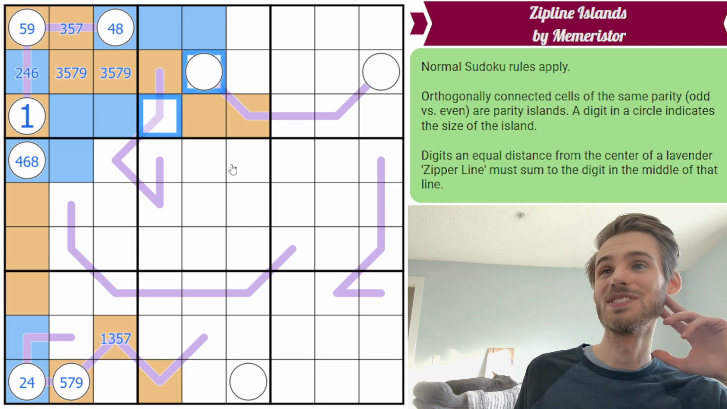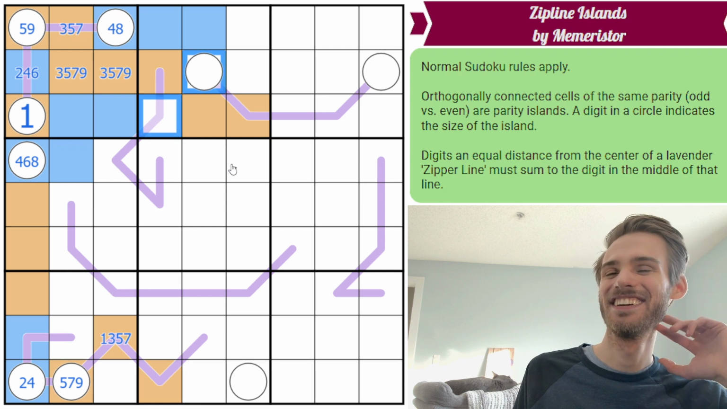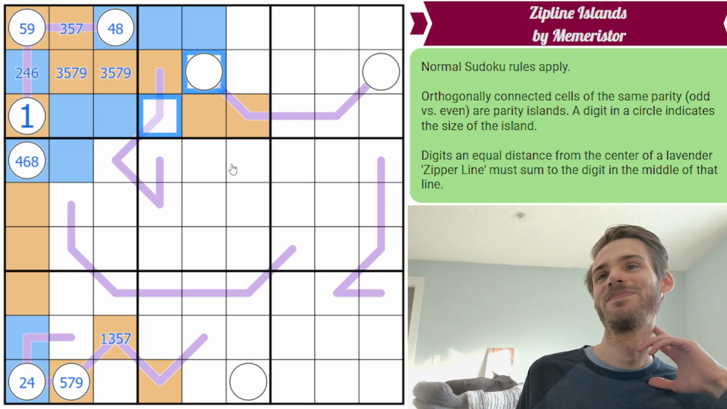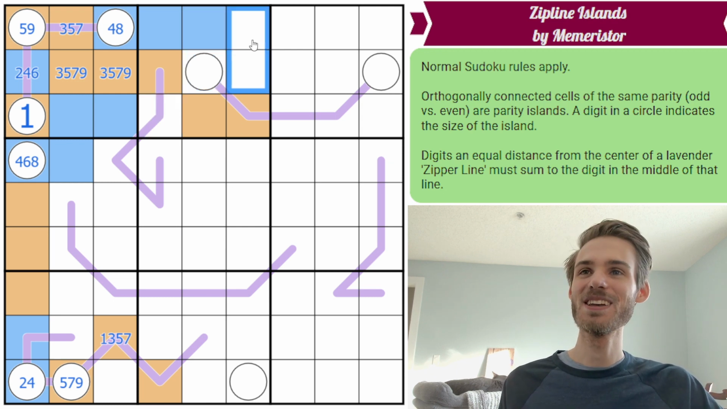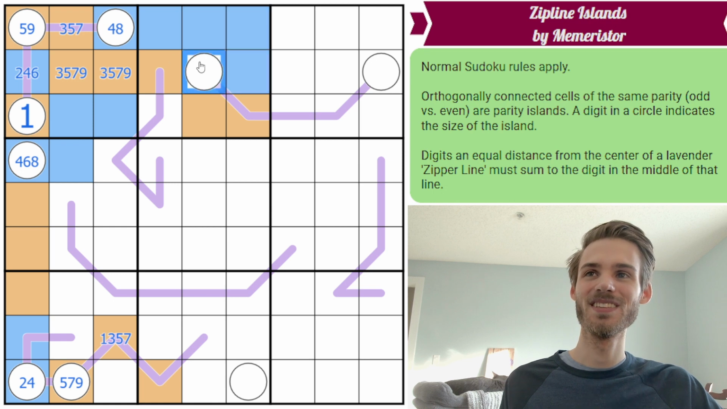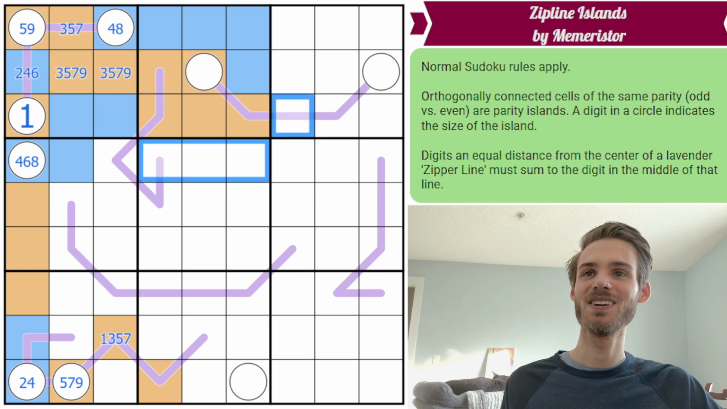Now I'm forgetting my own step. Oh, duh. If these two are even, then these two are odd. And what's this? This is 9 cells already, which makes all of these even. It's too many evens in this row.